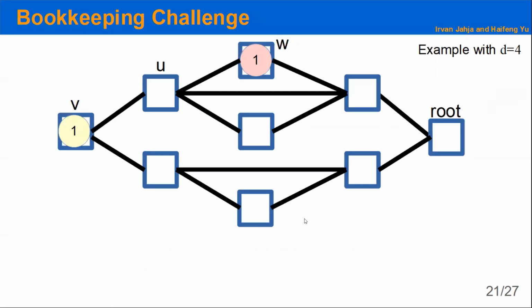First, let's clarify what exactly this difficulty is. Consider the following example where d is 4. In this example, we have a value of 1 at node v and a value of 1 at node w that needs to be propagated to the root.